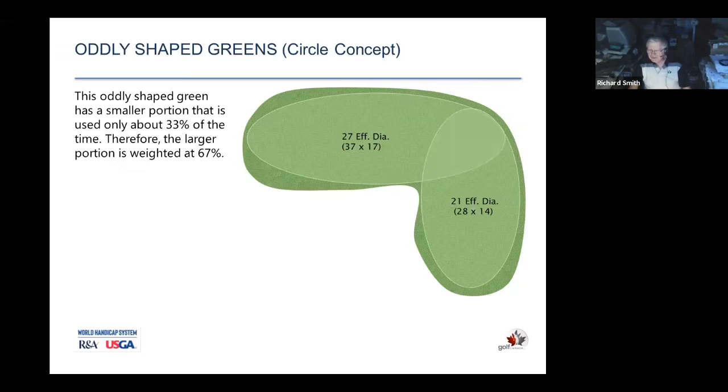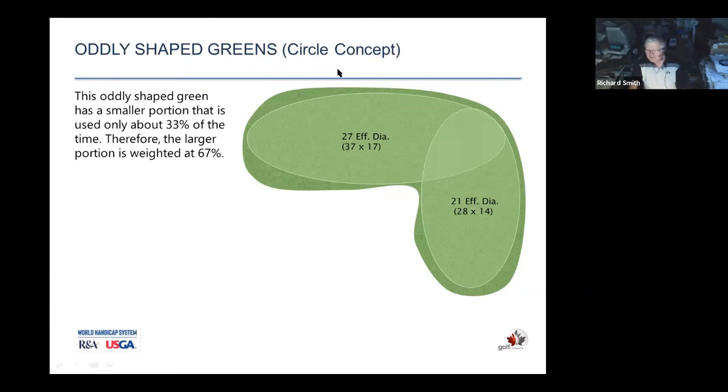Then there's the circle concept, essentially identified by greens that are of a shape where there are parts of the green that you cannot putt to other parts of the green from. So if we were over here and the flag was over here, well, how do we get there? You know, chip it over. The greenskeepers don't like that, particularly if you take a gouge out of the green.